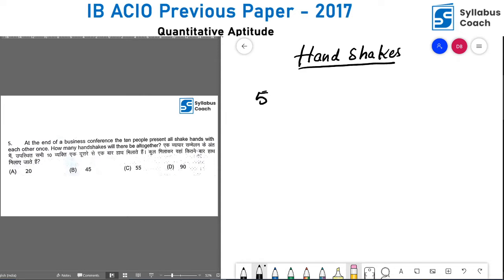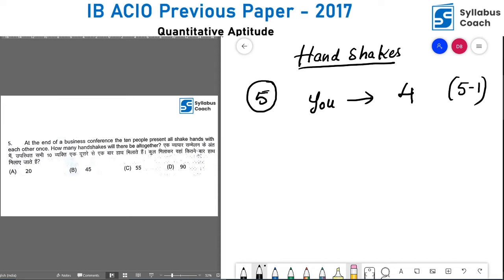Assume there are 5 people. So how many people are there? 5 people, and you are one among them. How many handshakes will you do? Obviously, you cannot shake hands with yourself, right? So you'll definitely shake hands with 4 people, which is obviously the total number minus 1, right?